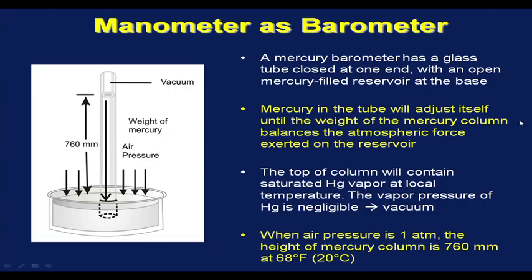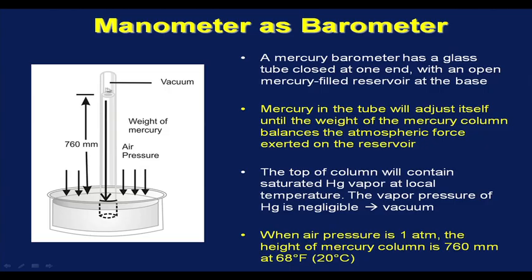Mercury in the tube will adjust itself until the weight of the mercury column balances the atmospheric force exerted on the reservoir. So, atmospheric air is acting pressure on the reservoir. So, the mercury in the tube will adjust itself until the weight of this mercury column inside the tube balances the atmospheric force exerted on the reservoir. When the air pressure is 1 atmosphere, the height of mercury column will normally be 760 millimeter at 68 degree Fahrenheit or 20 degree Celsius.